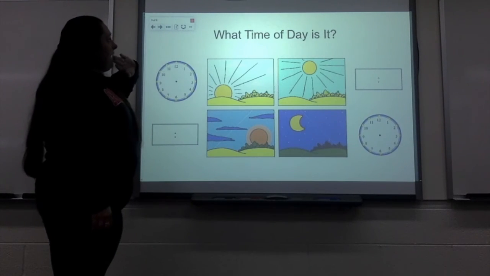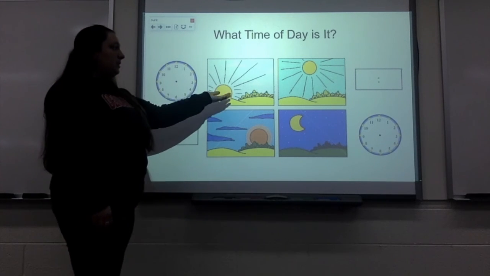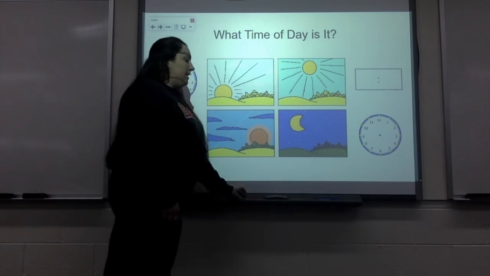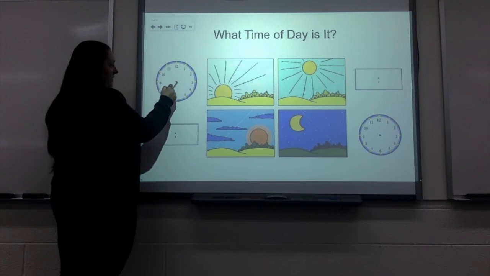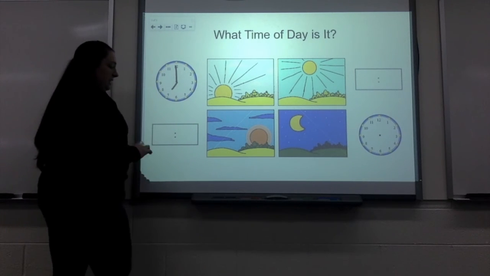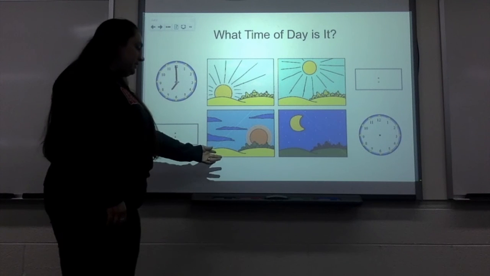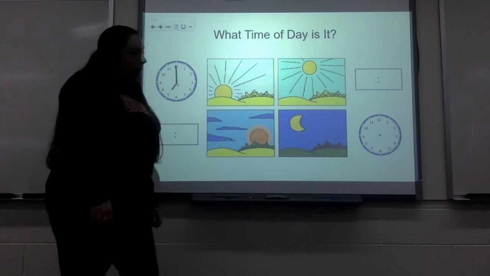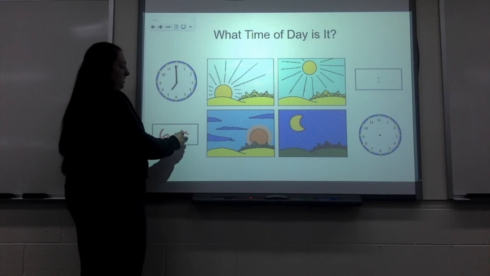And our last slide is going to be about what time of day it is. So we'll talk about when the sun rises, what time we think that is. So we think that's probably about 7 o'clock. We'll do a 7 as an hour hand and a 12 for our minute hand, saying 7 o'clock. And then what time does the sun set? Around here right now, it's probably about 6 o'clock. So maybe we'll say 6:15.